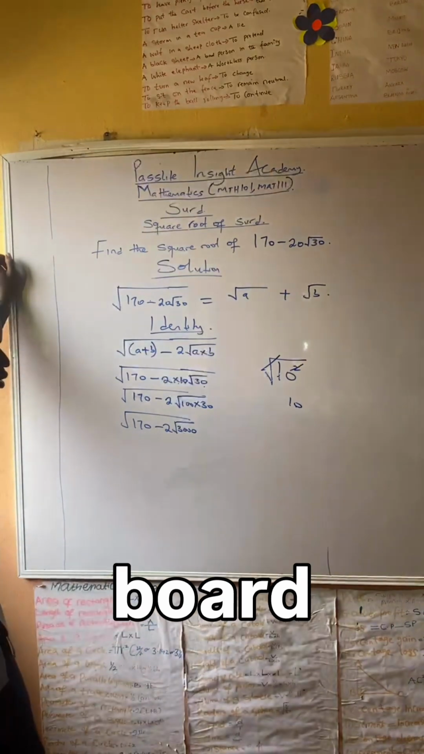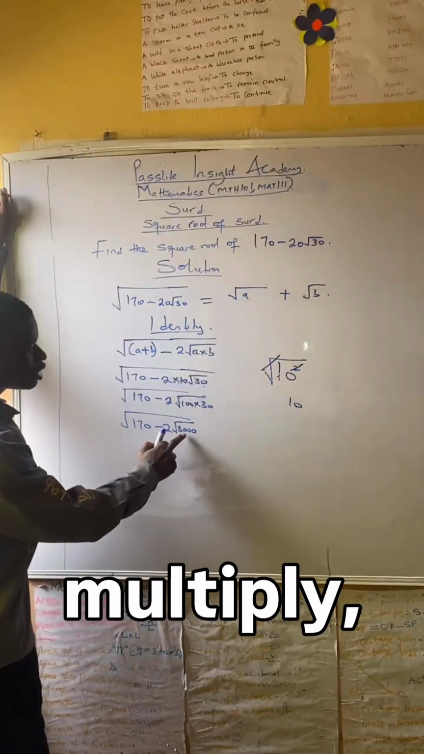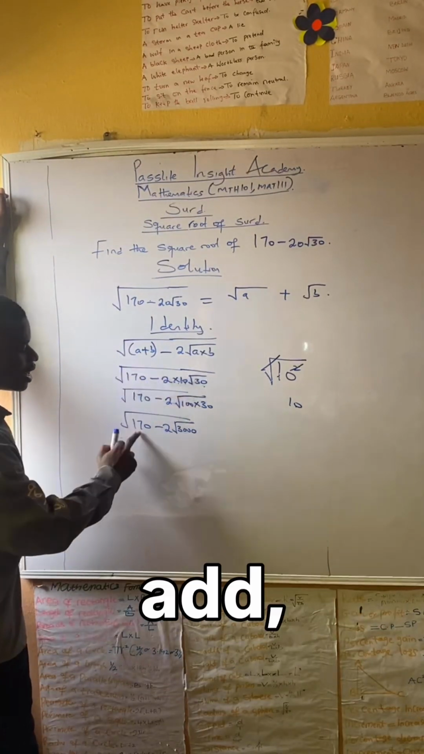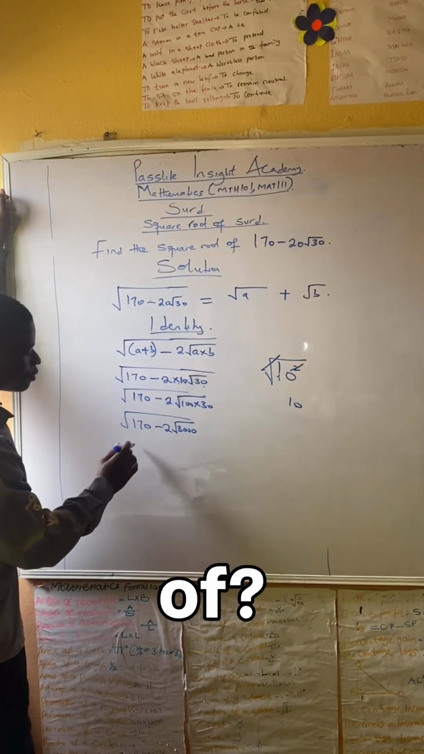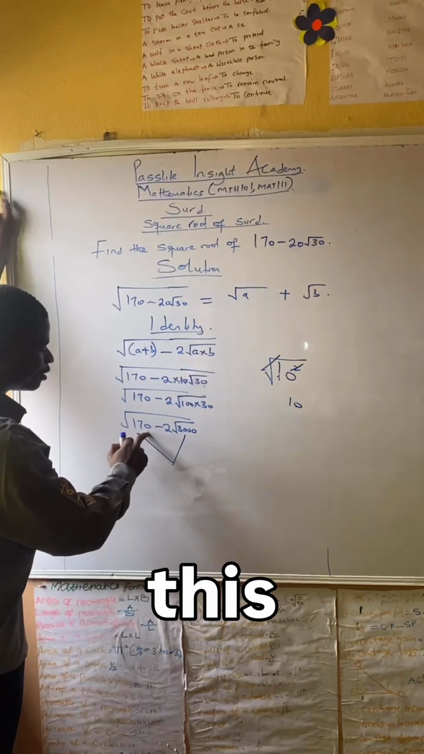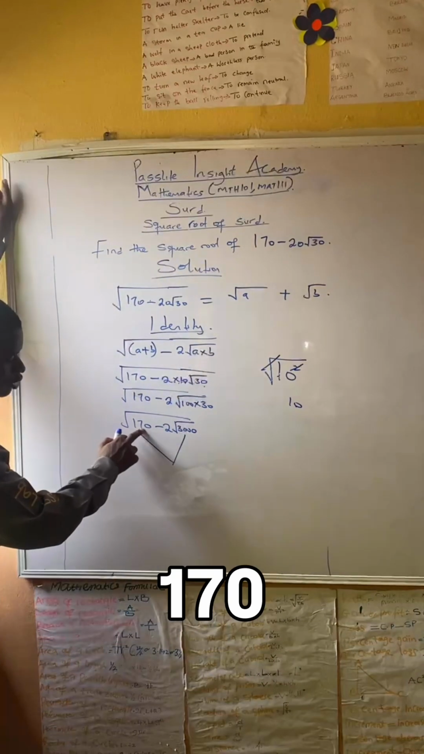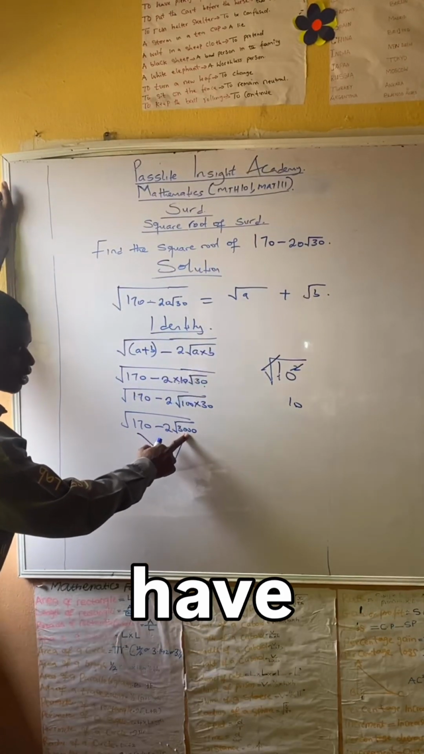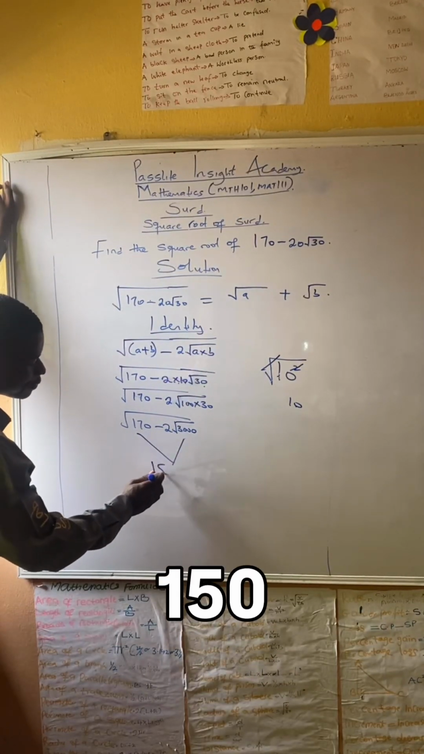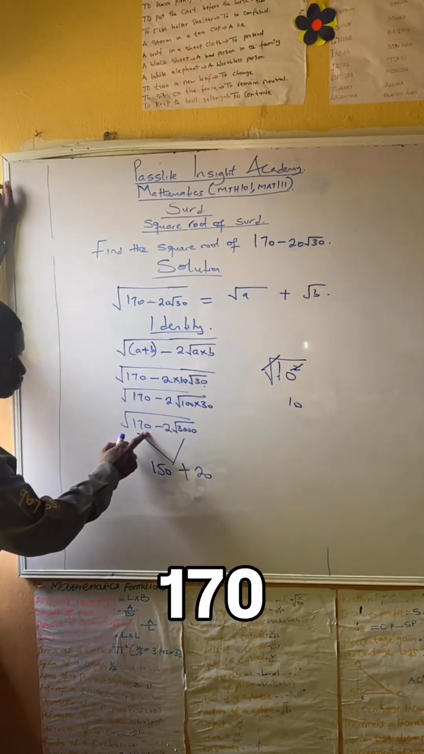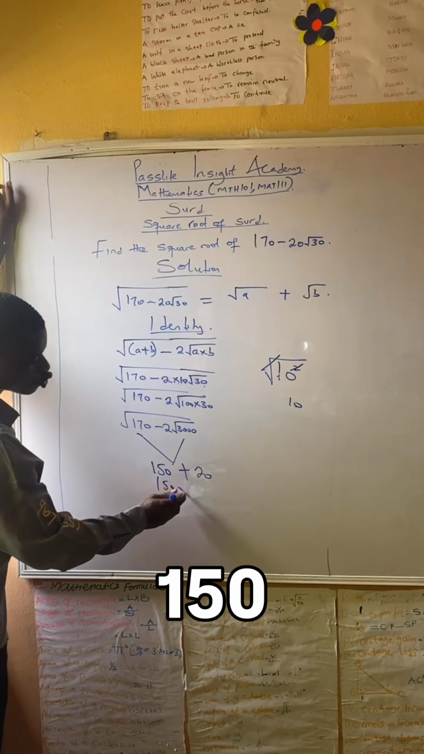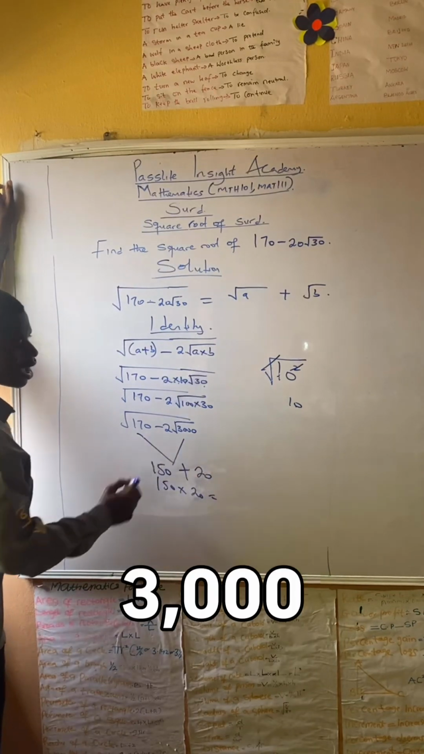As you can see on the board, think of two numbers. When I multiply, I have 3,000. When I add, I have 170. So what are the two numbers you think of? When you multiply, you have 3,000, and when you add, you have 170. So that is 150 and 20. 150 plus 20 is 170, and 150 times 20 is 3,000.